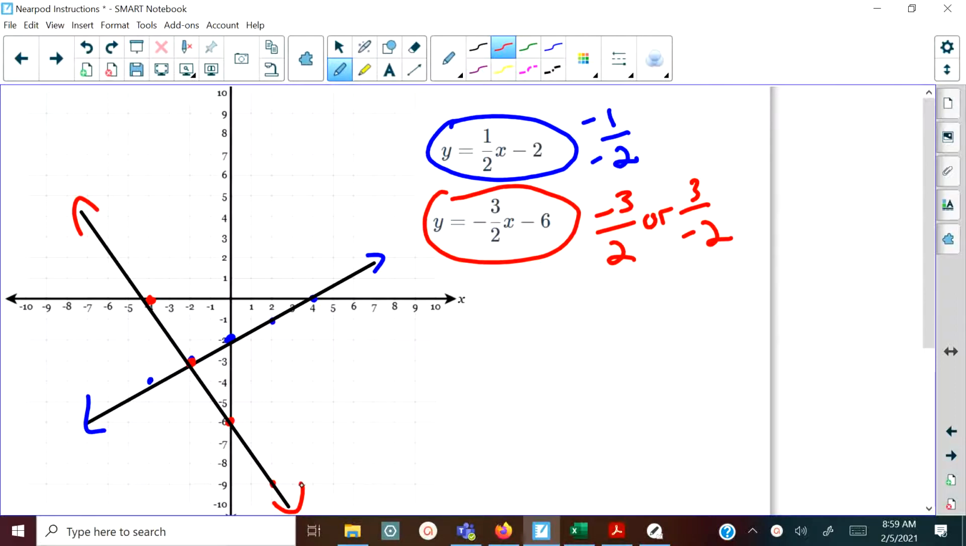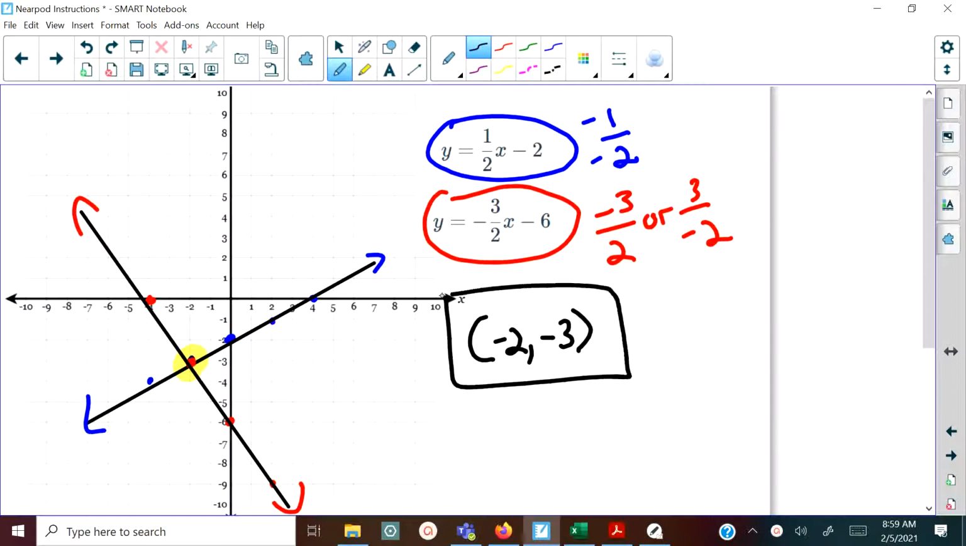And where they meet is right here. So all I need to do now is plot that point, and you want to make sure you use parentheses here. So I'm going to change colors back to black. Put the parentheses here, and you're going to have -2, -3. X before y. And then that's your answer.